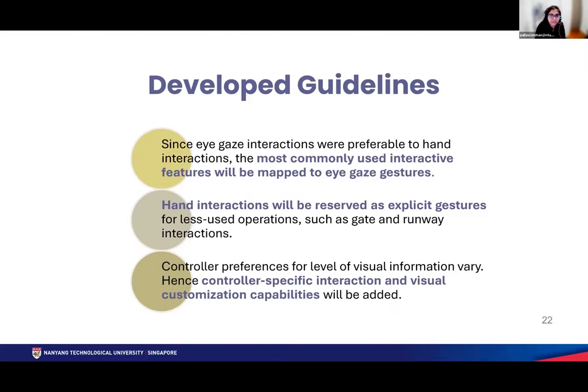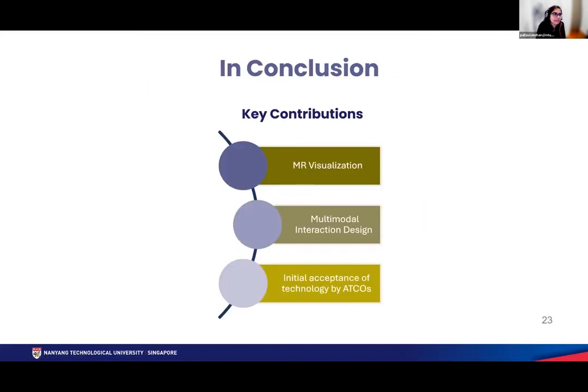We also found that controller preferences for level of visual information vary. So controller specific interaction and visual customization capabilities have to be added from controller to controller. In conclusion, to summarize, the key contributions of this paper are a visualization of air traffic in mixed reality, a multimodal interaction design model embedded in it, and a preliminary assessment with controllers who perceive this system to be a promising and useful way to augment information on a screen.